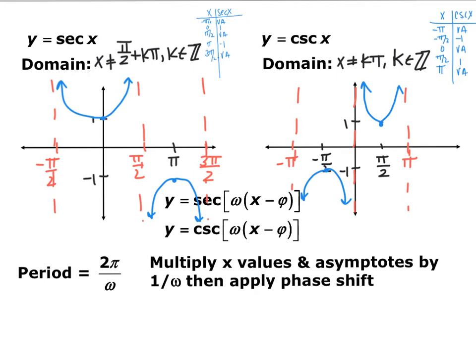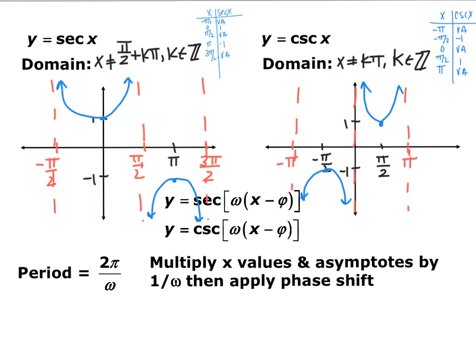So here are the graphs of secant of x and cosecant of x. So remember, secant of x has the same domain as tangent of x, where you can't be any of the multiples of pi over 2. So just like tangent of x, you're going to have vertical asymptotes at those points. For cosecant of x, you have the same domain as cotangent. You can't be multiples of pi, so you're going to have vertical asymptotes at those points.